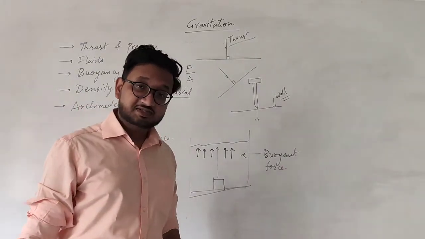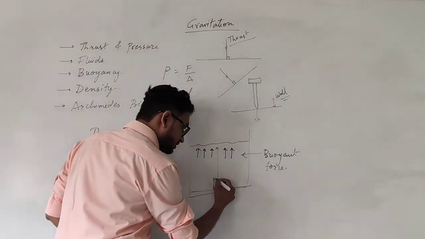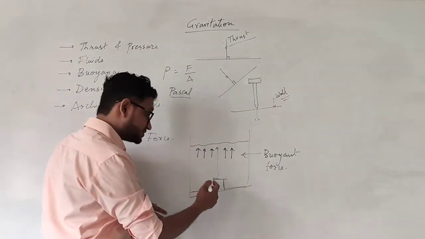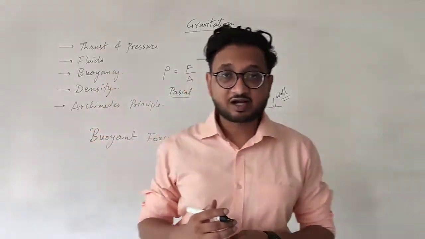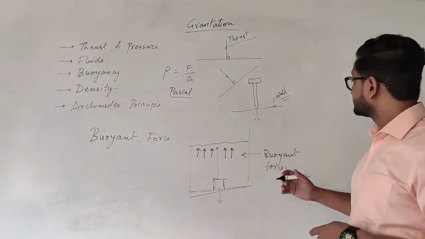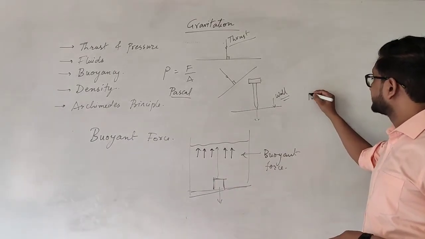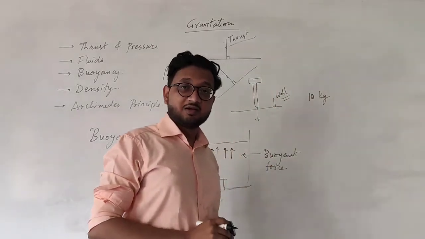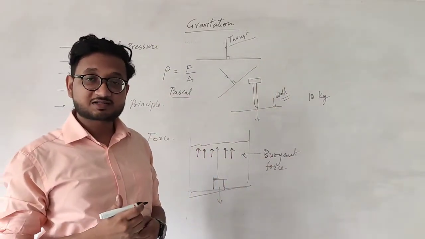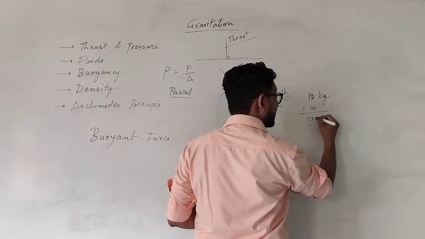Now, the gravitational force is acting everywhere. So this object over here is also experiencing gravitational force in the downward direction. We know that gravitational force is everywhere. So suppose we have a 10 kg object, and because of the gravitational acceleration, we multiply it by 10 and it becomes 100 newtons.